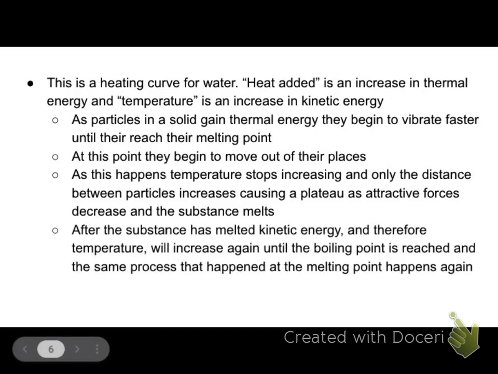The same process happens when the substance reaches its boiling point, except this time instead of going from being a solid to being a liquid, they're going from being a liquid to being a gas. So again, their kinetic energy stops increasing, so the temperature stops going up, but the particles are still gaining energy. Instead of speeding up, they spread out to take up more space. They have the energy now to escape those attractive forces between particles, and they fully spread out into a gas. And when all of those particles have changed into the gas state, then you may see the temperature increase again.